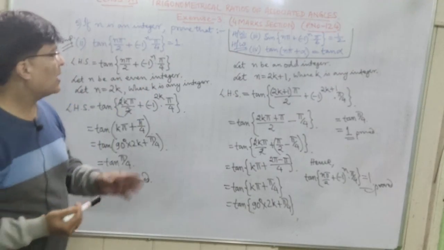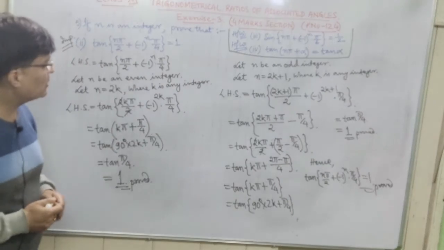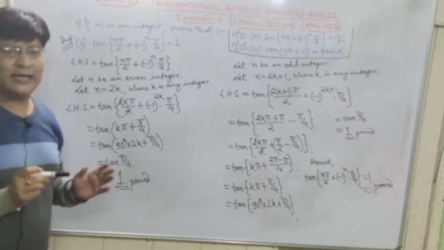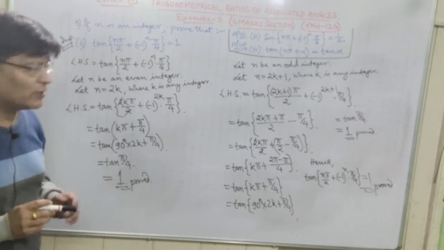So in the next online class we will do more problems on this chapter, that is trigonometrical ratios of associated angles. So this much is for today.